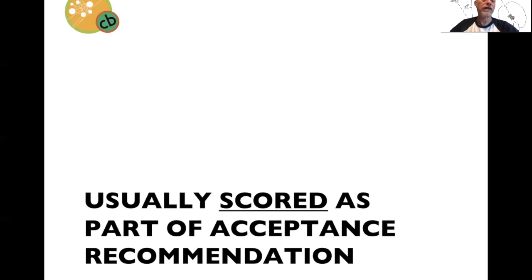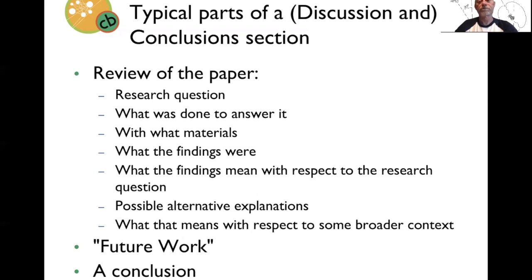So if indeed the methods and the outcomes support the conclusion, you might recommend acceptance of that paper, assuming that it's significant and innovative and so on and so forth. If the methods and the outcome don't support the conclusion, you're probably going to recommend rejection for that paper.